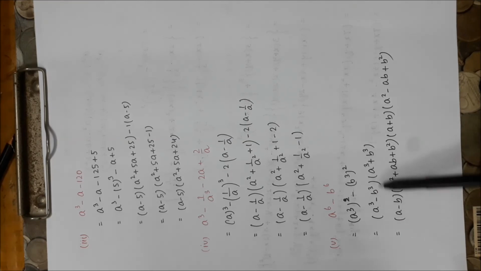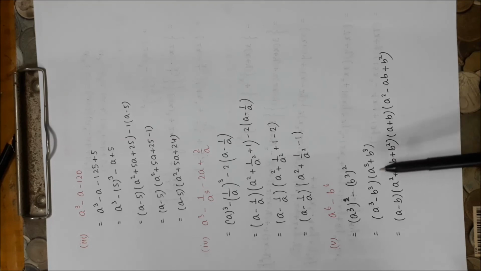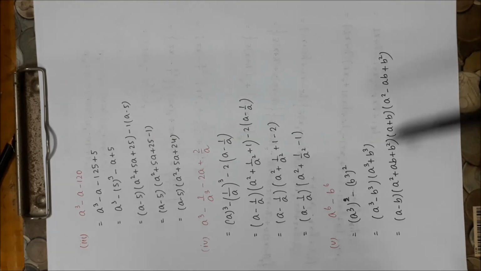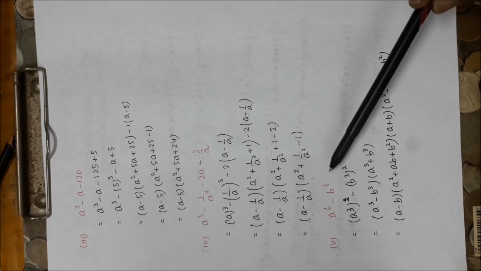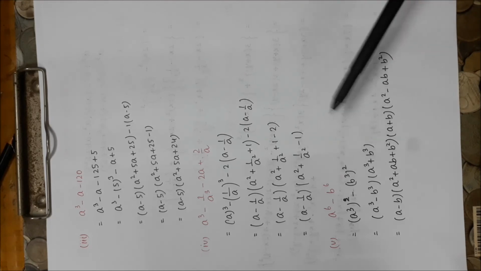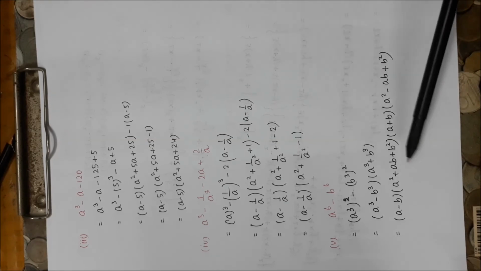Now here apply the formula of a cube minus b cube, which is equal to a minus b into a square plus ab plus b square, and a cube plus b cube formula is a plus b into a square minus ab plus b square. So these are the factors of a to the power 6 minus b to the power 6. Even you can use the formula of a cube minus b cube, then you need to write it as cube of a square minus cube of b square, and then also you will get these factors.